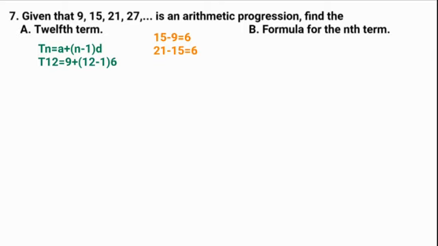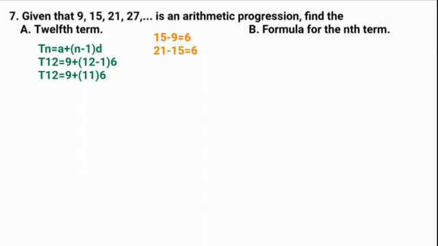Once we have done this, the next thing I'm going to do is evaluate what is in the bracket. So I'm going to evaluate the numbers here: 12 minus 1. So I'm going to write 9 plus, then 12 minus 1 will give me 11, which will be multiplied by 6. Still, I want to get the value of 11 multiplied by 6.